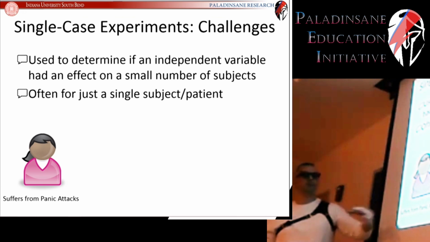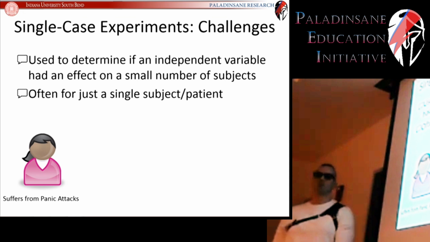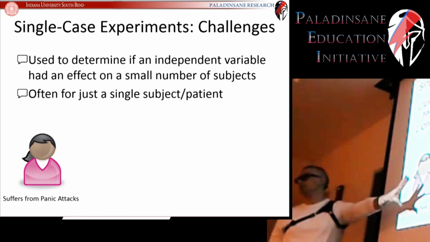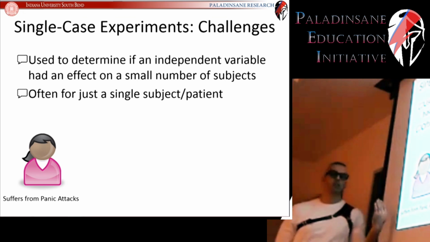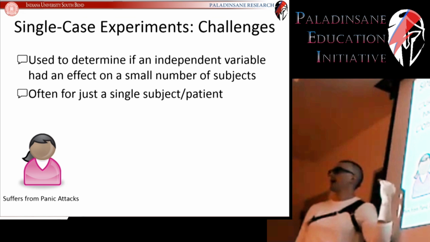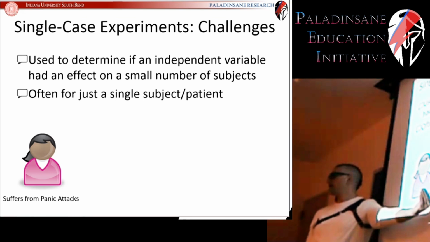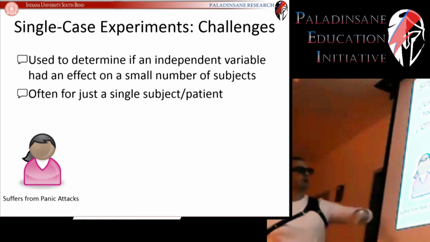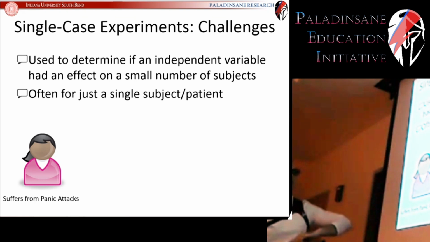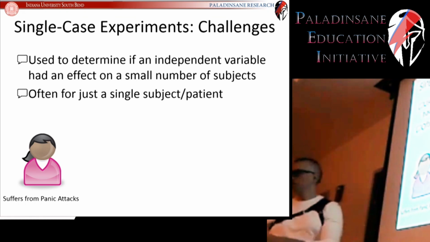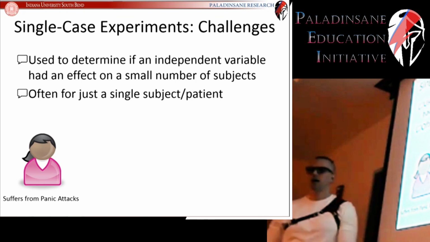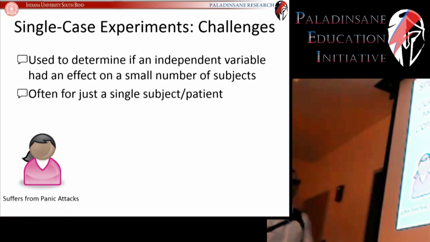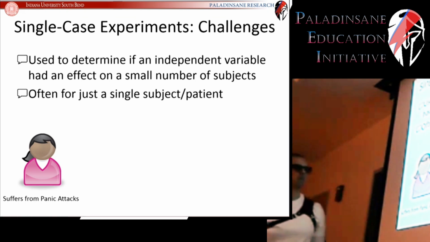So oftentimes your first move when you treat an individual, as long as they're not a danger to themselves or to others, is you don't do anything. You basically have them track their level of behavior for maybe a week. So they suffer from panic attacks, you have them track things for a week, and then they come back and you know exactly how often they go through panic attacks and how severe those panic attacks are.